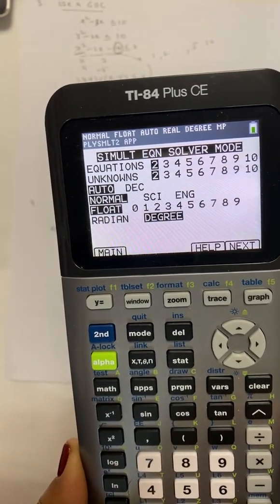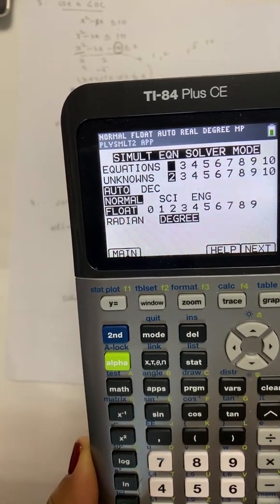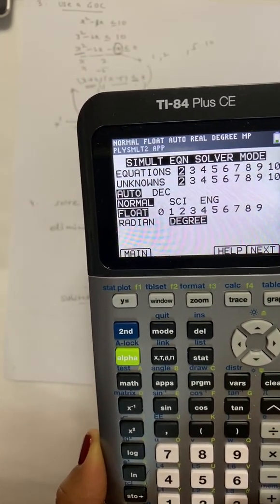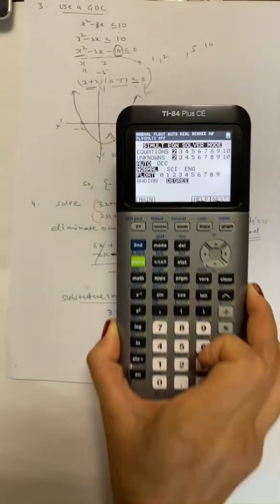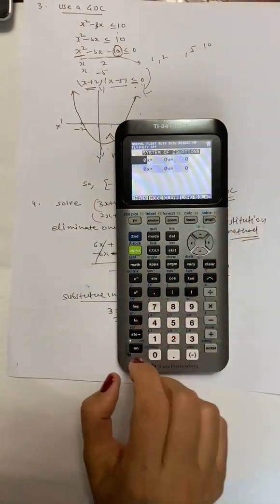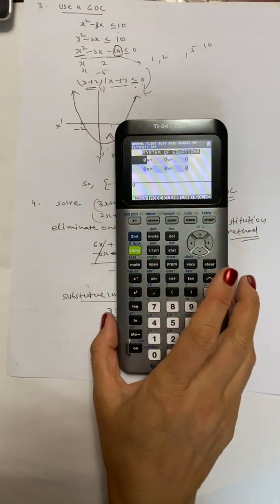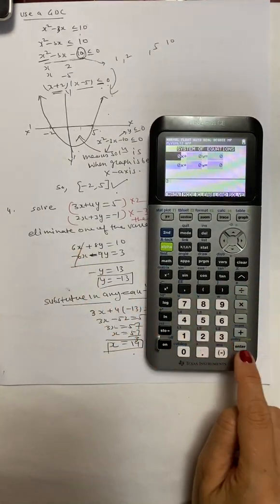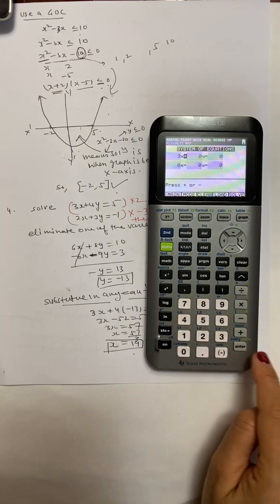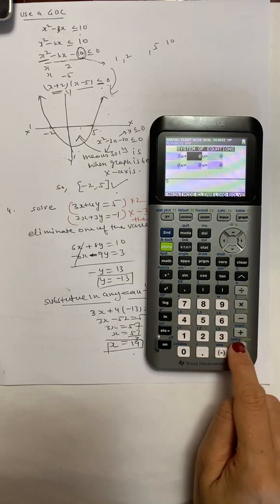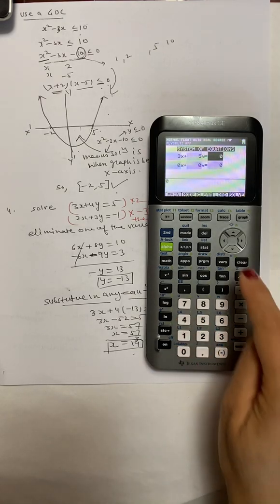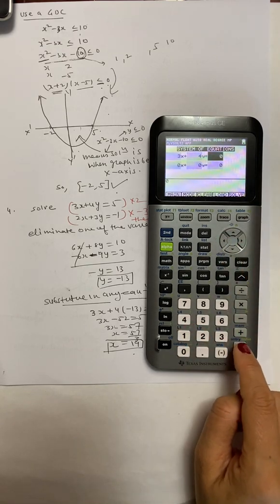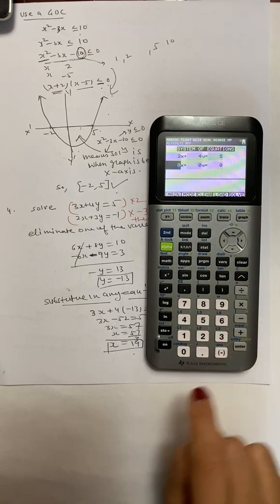And we can change the number of equations. If we have more than 2 equations, we select accordingly. But in this question, we have 2 equations and 2 unknowns, which are x and y. So we don't have to change anything here. So we go to next. And now we'll enter the coefficients here. In the first one, the coefficients are 3, 4, and 5 is the constant term. So this is 3, 4, and then enter. And then the constant term is 5, enter.